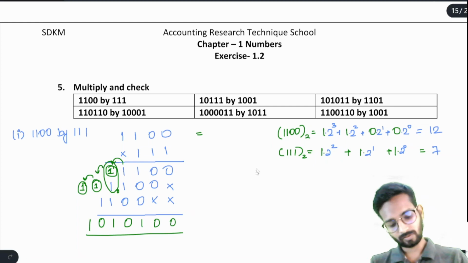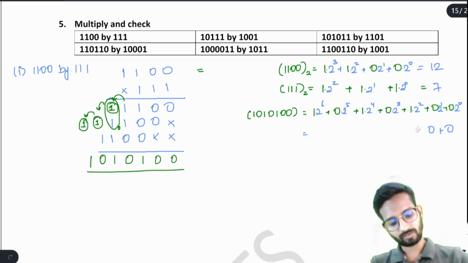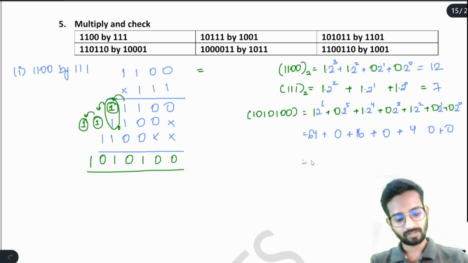Now what we have to convert is 1010100. When we convert this, the digits are 1 plus 0 plus 1 plus 0 plus 1 plus 0 plus 0, multiplied by 2 power 0, 2 power 1, 2 power 2, 2 power 3, 2 power 4, 2 power 5, 2 power 6. This will be 0 plus 0 plus 2 square is 4 plus 0, 2 power 4 is 16 plus 0, then 2 power 6 is 64. So the total will become 64, 80 and 84.